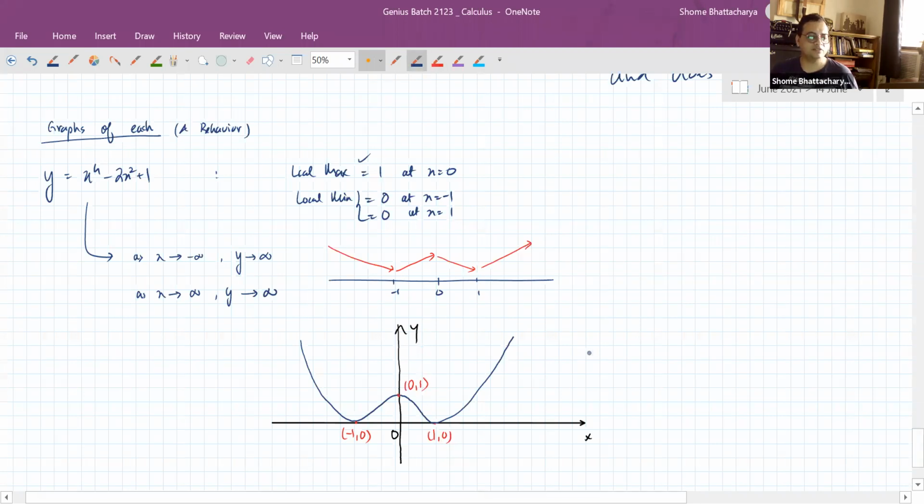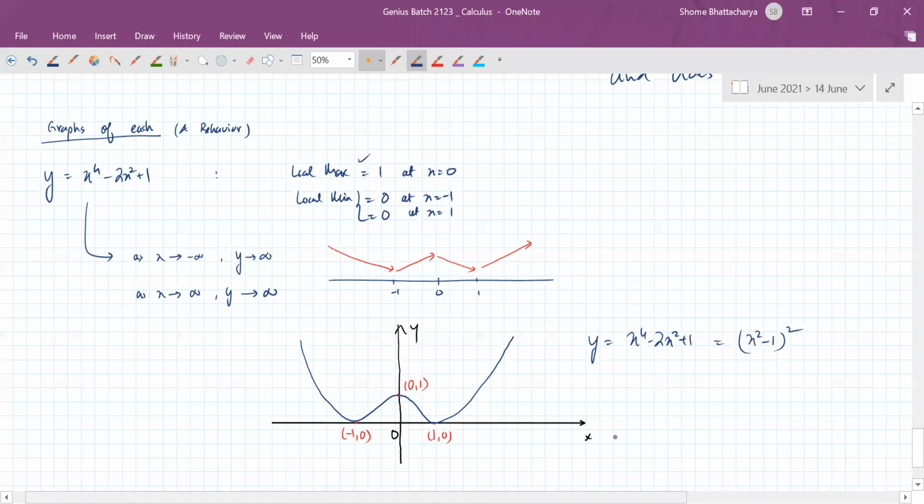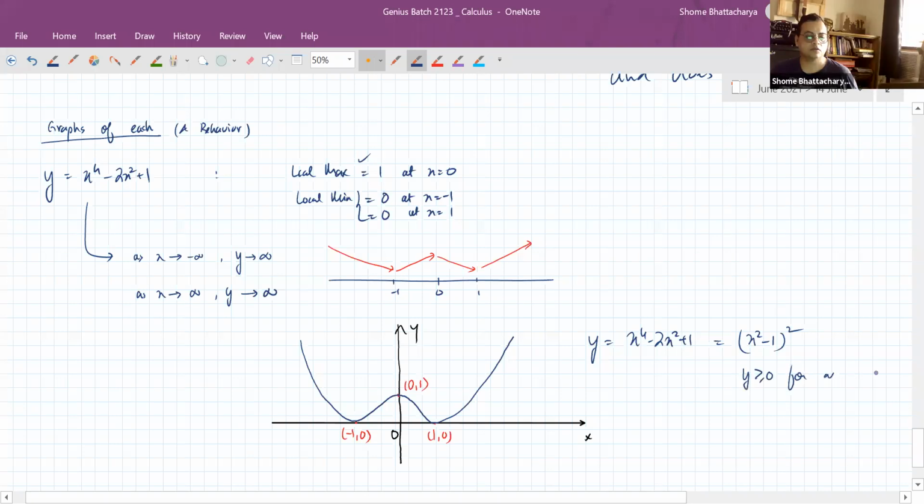Now, another way to justify this is also that you can also see that this can be written as, I don't know if any of you noticed this, this can be written as this. Yes, sir. So you can see that y is greater than equal to 0 for all x. Okay. And y is minimum is 0 for x square is equal to 1. So that means x is equal to plus minus 1. So algebraically also we could have analyzed this.